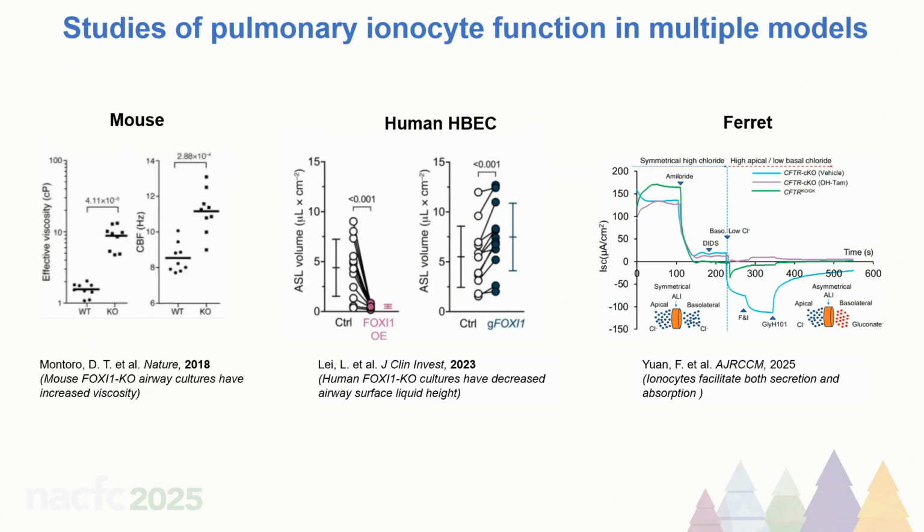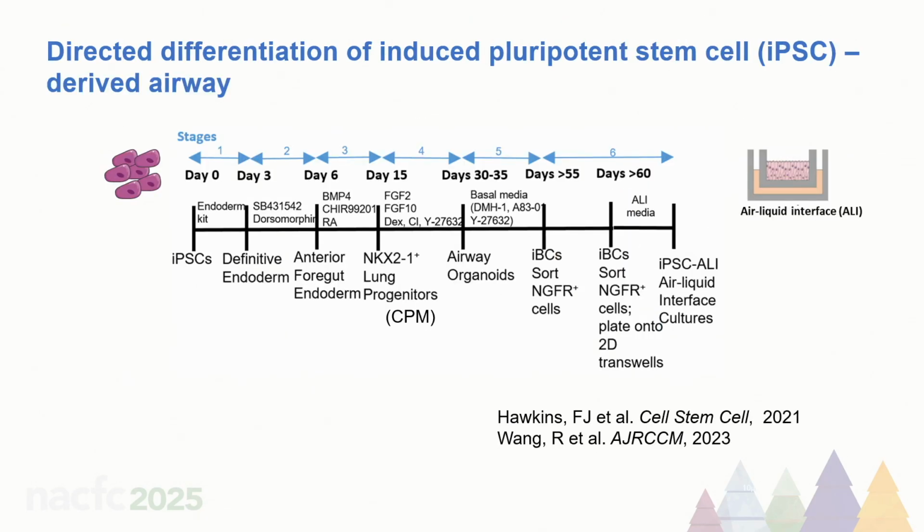And so there are a lot of different model systems that have been used to study ionocytes, from initial studies done in murine models, to studies using human primary bronchoepithelial cells, to really a tour de force of ferret work done by Feng and Dr. Englehart's lab, that have helped to contribute to our understanding of ionocytes and their function in airway physiology. And so our lab, working with Dr. Wong, we focus on using an induced pluripotent stem cell model.